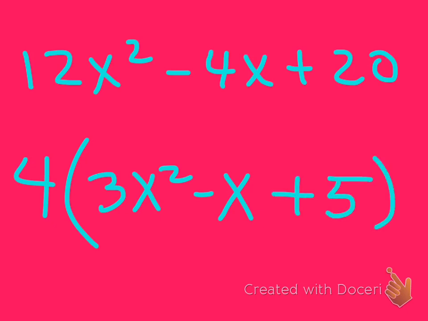Very good. And if I did the distributive property now, that would become 12x squared. That's what I want, right there. This would become negative 4x, and that's what I want. And this would become 20, and that's what I want. And so this 4 is the greatest common factor. You learned how to find the greatest common factor by doing your factor trees. It's the same as saying, the highest number that I can divide all of them by. So let's do another one.